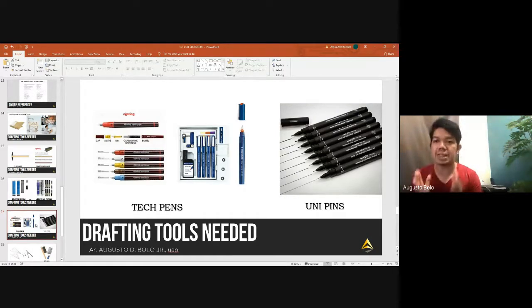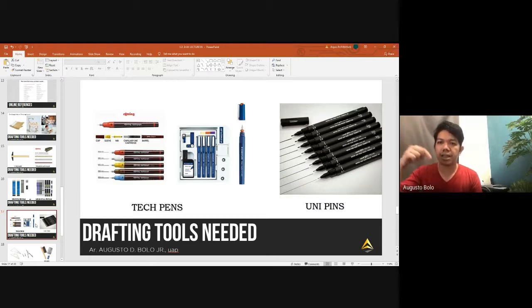Pero sa mga nagtitipid, I will offer you an alternative solution. This is way more cheaper. I don't know the cost, mga nasa 50 pesos or something, 45 to 50 pesos. Unipins na inaabot. Okay? I am not after the brand, ha? I'm not after the brand, kaya nilagay natin yung Rotring and then Staedtler type of tech pens. For this one, you can have an alternative option, way more cheaper, yung Unipin.